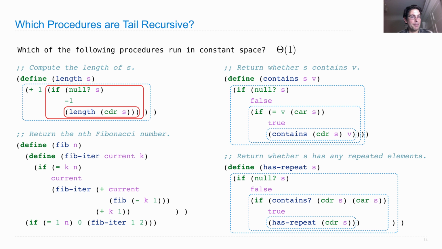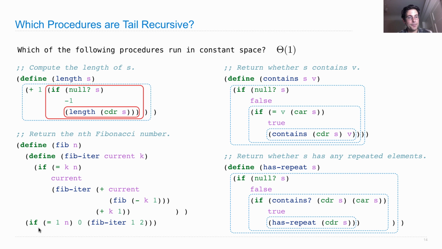Finally, we have a procedure to compute the nth Fibonacci number. So let's see how this actually works. Fibiter takes the current Fibonacci number, which is Fibonacci number k, and if we're all the way up to the nth one, which is the one we're looking for, then we return current. Otherwise, we call Fibiter on the current plus the k minus 1 Fibonacci number. And we increment k when we do that.